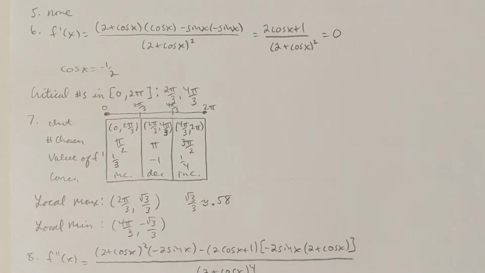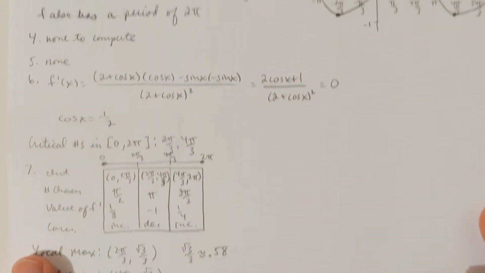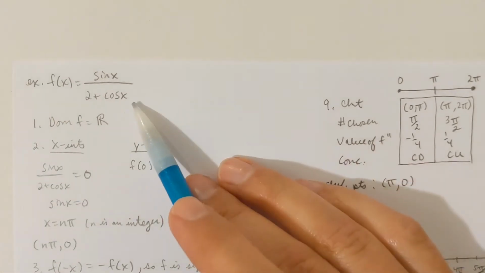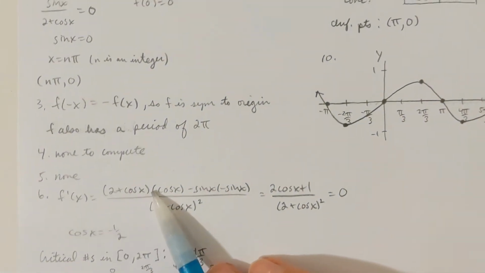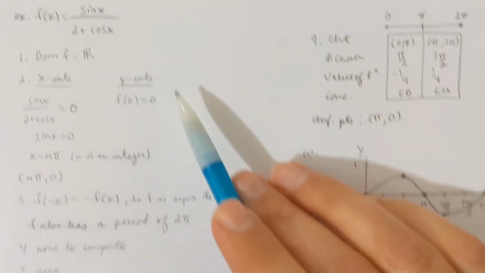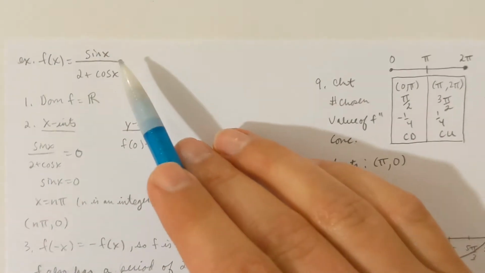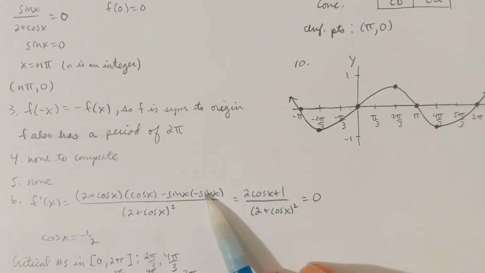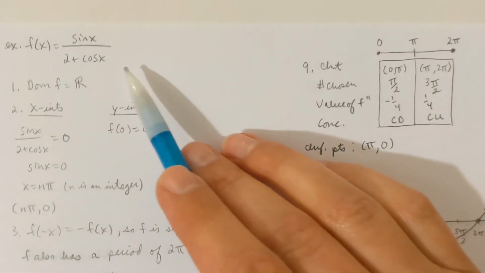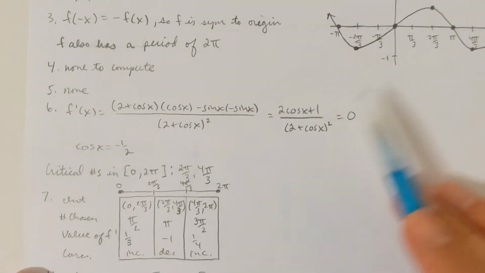Okay, and now we're on to step 6. Step 6 is to get the first derivative and find the critical values. Well, I'm going to use the quotient rule. The bottom, 2 plus cosine x, times the derivative of the top, which is cosine x, minus the top, that's sine x, times the derivative of the bottom, that'd be negative sine x. And this is all over the denominator squared. Okay, and let's simplify that.